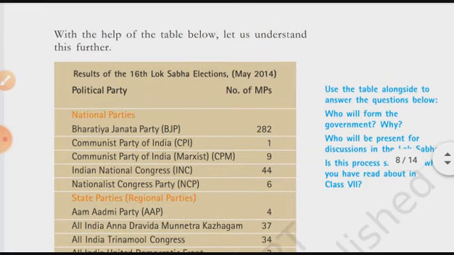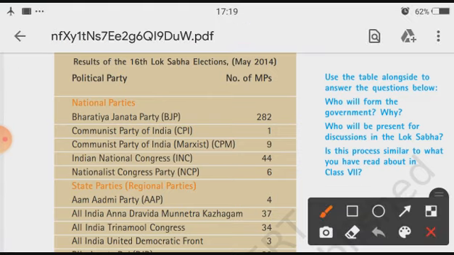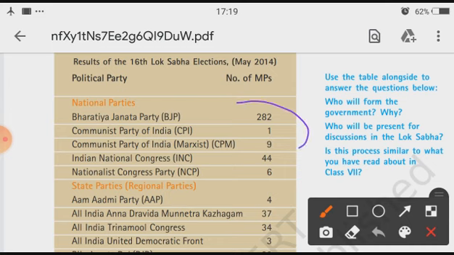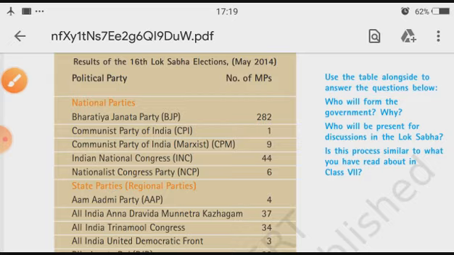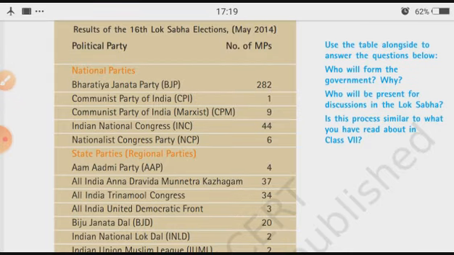Here they have given the result of the 16th Lok Sabha election, which was conducted in May 2014. Different political parties' names are given here, and how many seats they have secured. If you check one by one, you can see the BJP received 282. If you want to form the government, you definitely need a majority in the Lok Sabha. As I have already told you, there are 543 seats, and the majority is half plus 1, as we discussed in the previous chapters. If a party gets that, this party will form the government.